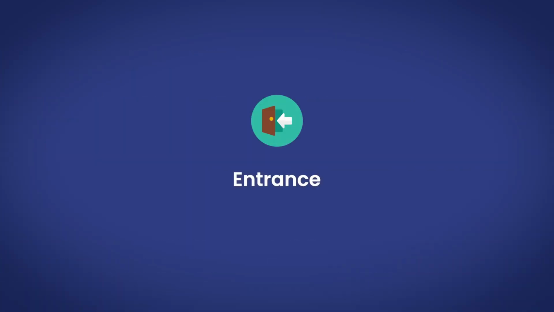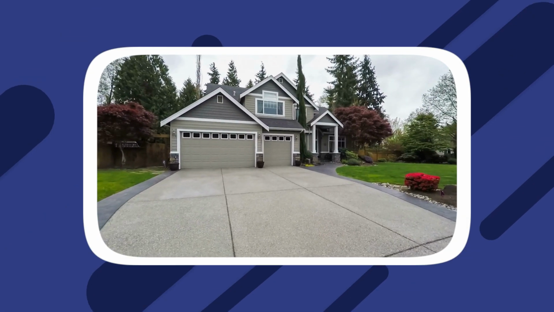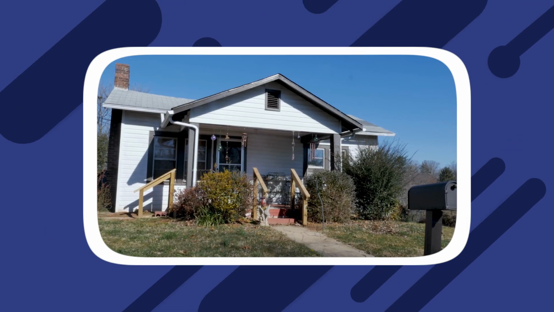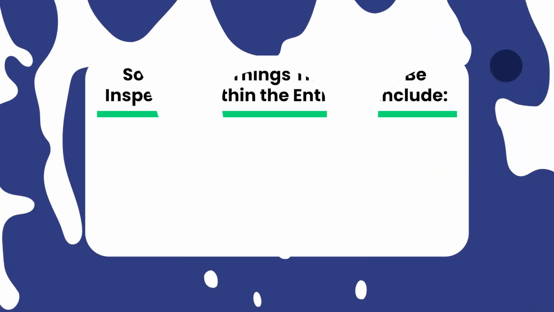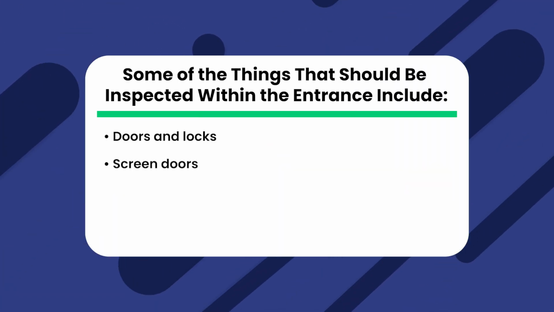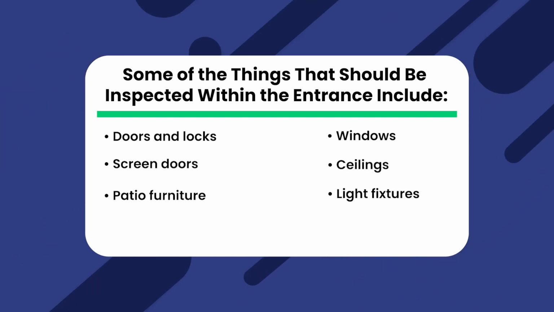Let's begin with the part of the property that is first seen, the entrance. Since the entrance is the spot on the property that gets the most exposure, it is important that it stays clean and tidy. Some of the things that should be inspected within the entrance include doors and locks, screen doors, patio furniture, windows, ceilings, and light fixtures. All of these are very common to find in entryways and should definitely be checked out with inspections.